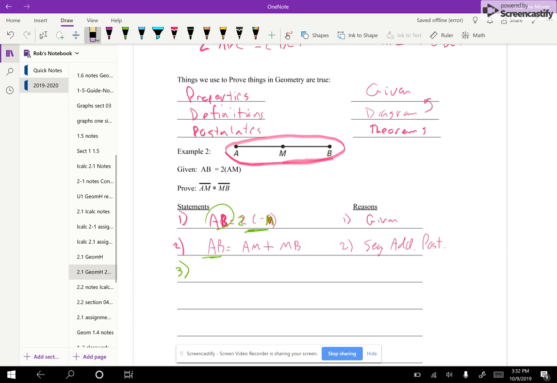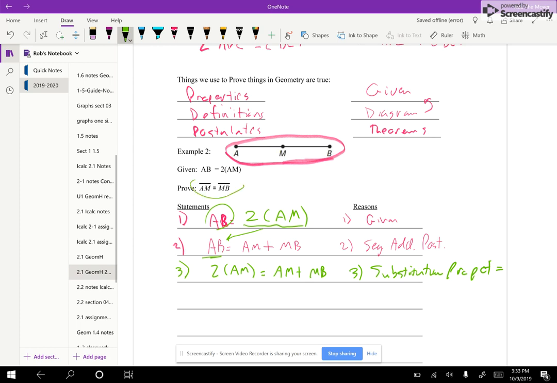Let me rewrite this. AB equals 2 times AM. Wow, I'm not writing well today. 2 times AM. Now I'm going to substitute, right? I'm going to substitute in for AB. I got 2 AM equals AM plus MB, okay? That's a substitution property of equality, okay? Now what can we do?